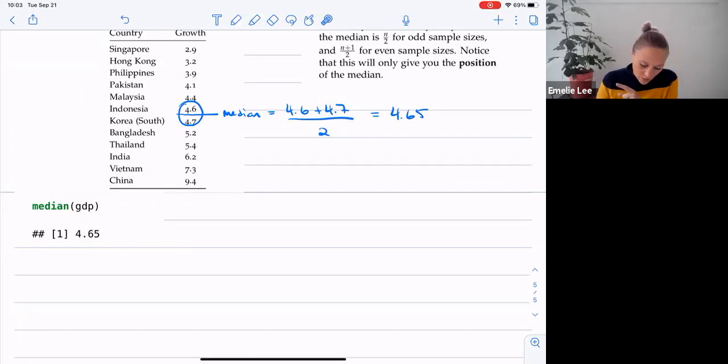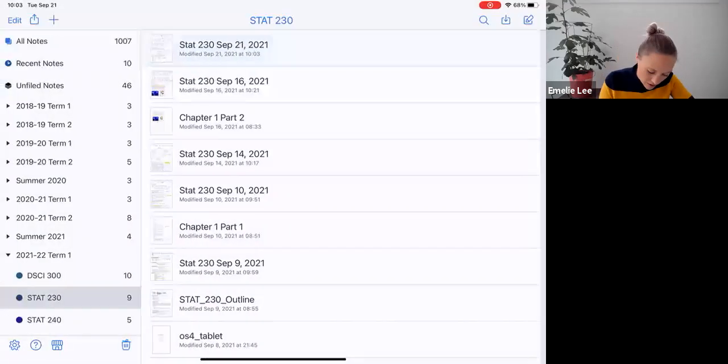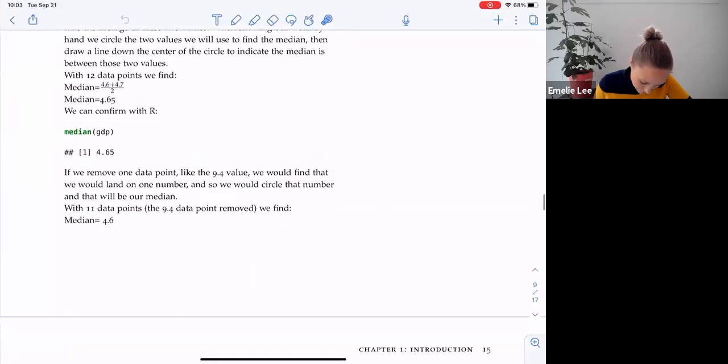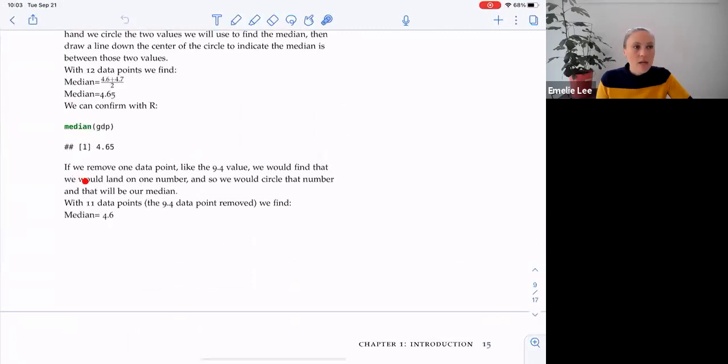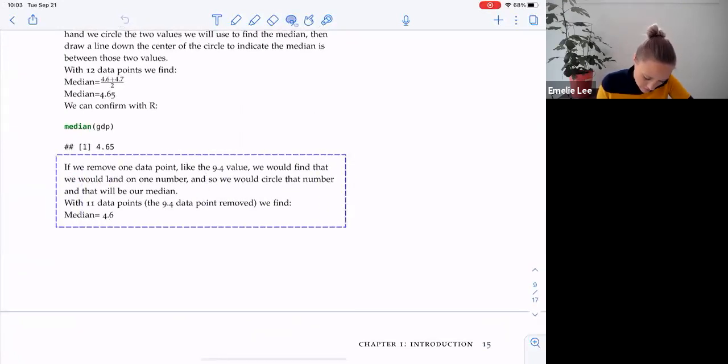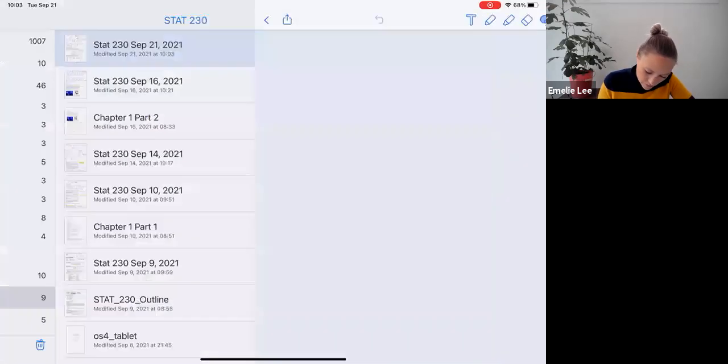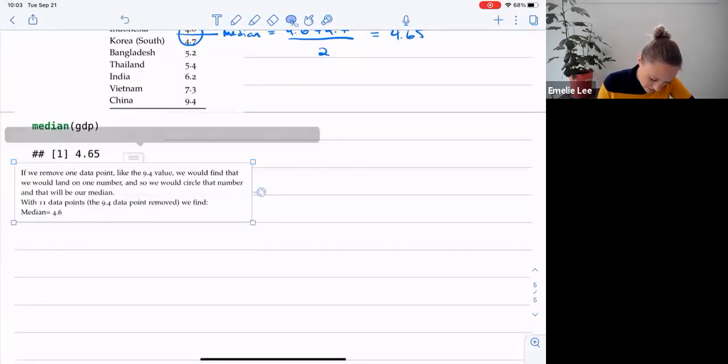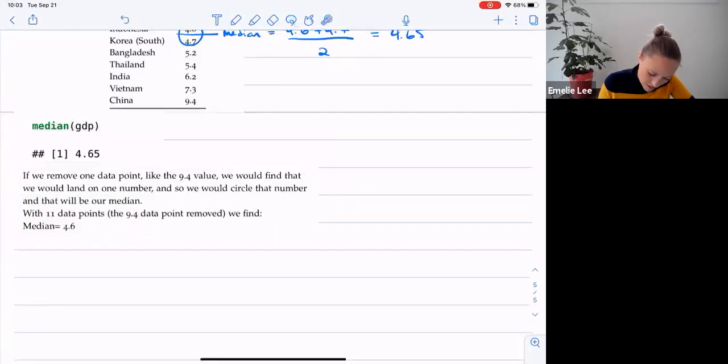But what I want to do is remove one of these data points. Okay, so I'm just going to chop off the smallest data point, I think. Let me just make sure, compare it to, oh yeah. So if we remove one data point, like the 9.4 value, what we get, right, we're going to find that the median is 4.6, so it's a little bit different.